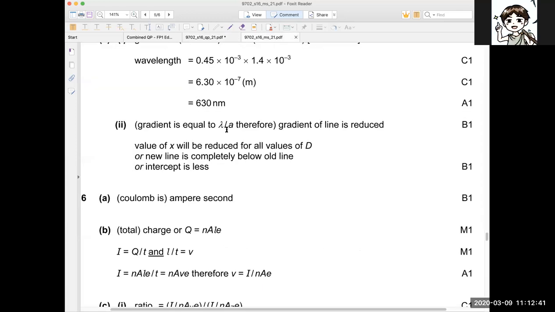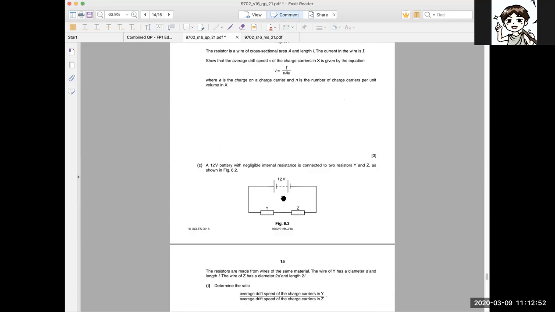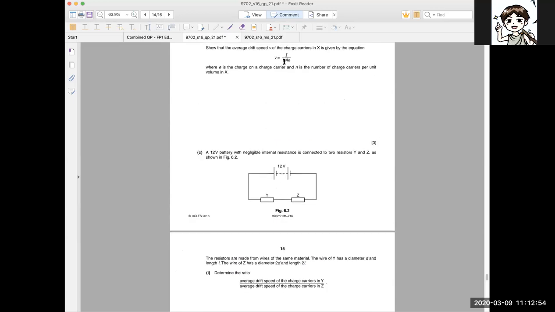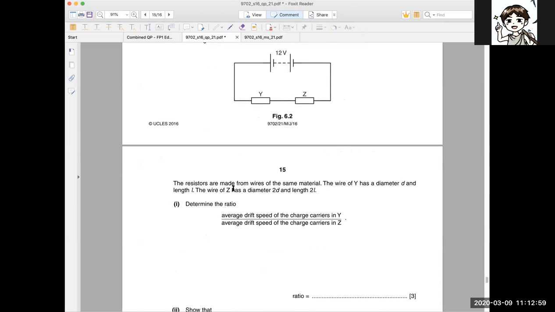Let's check the answer. You need to use this formula. If you look at this formula, they have the same current because they are in series. So the drift velocity is given by I over nAe, and the ratio should be I over nAe.